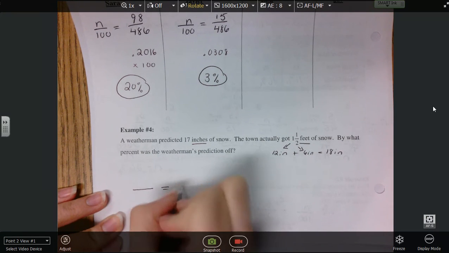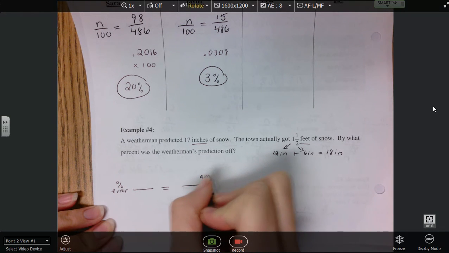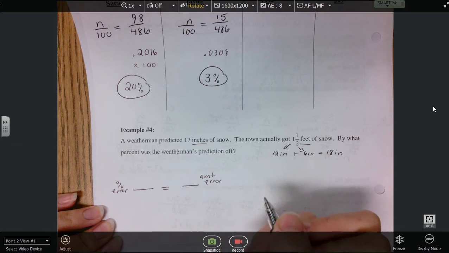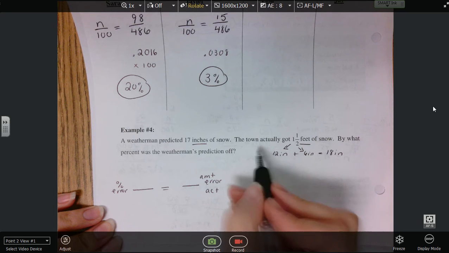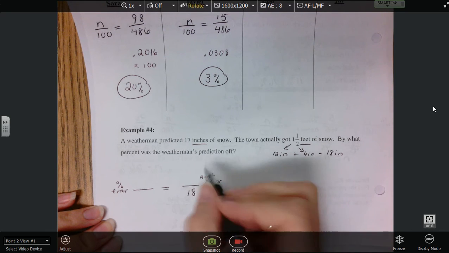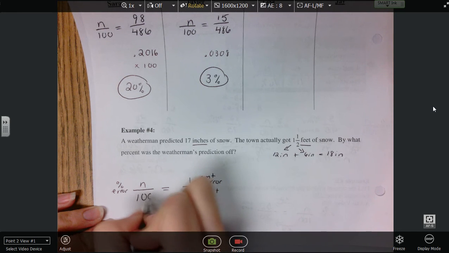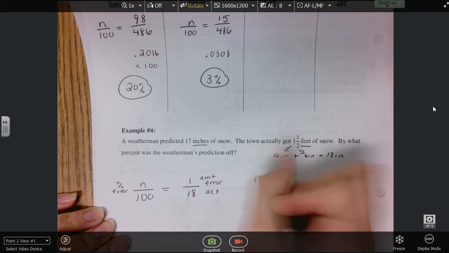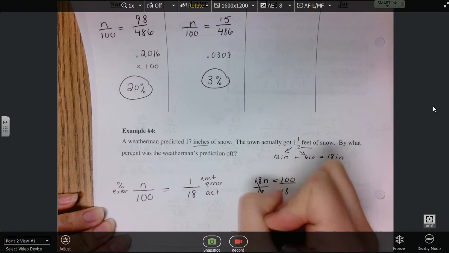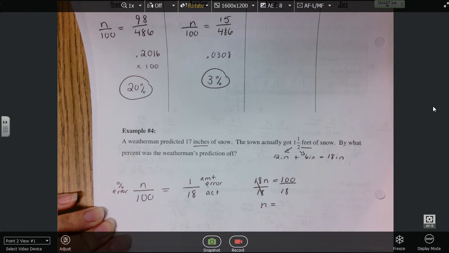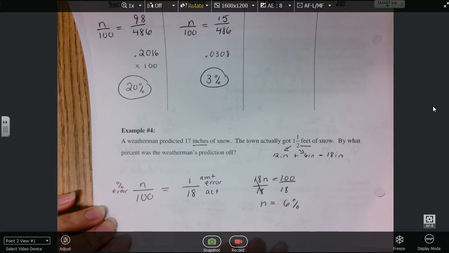So, again, percent error, amount of error, that's the key that we need to remember to subtract, and the actual. Well, he predicted 17, the actual that they got was 18, they were off by 1 inch, and so what would the percent of error be? So I would do 18 times n equals 100, divide both sides by 18, do 100 divided by 18, and I get approximately 6%. Okay.